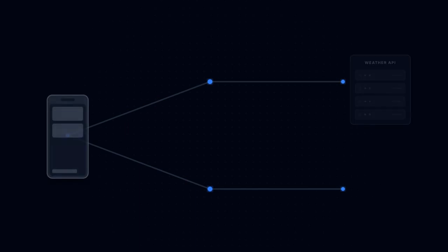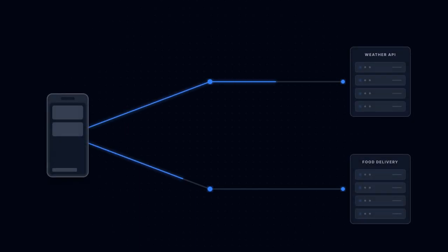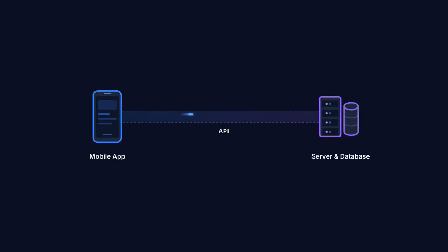Every time you open a mobile app, check the weather, or log into a website, something important happens behind the scenes. Your device sends a request to another system somewhere on the internet. And the technology that makes this communication possible is called an API. API stands for Application Programming Interface.